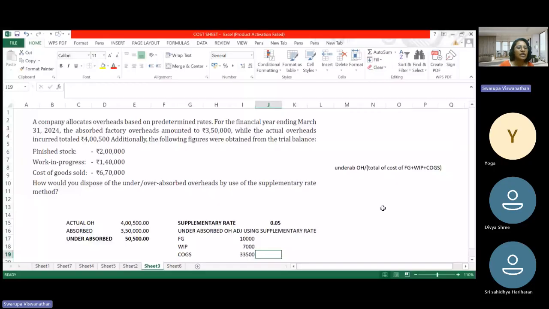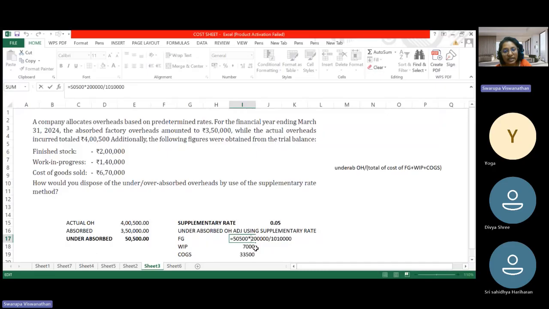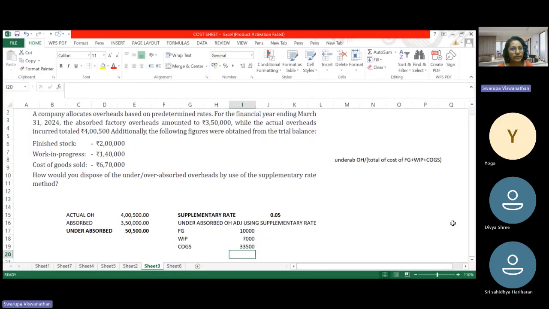factor, then you have to calculate 50,500 into 2 lakh by 10 lakh 10,000. Then 50,500 into 1 lakh 40 by 10 lakh 10,000, and 50,500 into 6 lakh 70,000 by 10 lakh 10,000. So for each factor, you have to give the proportion, and the overheads will be adjusted in proportion to the value of FG, WIP and cost of goods sold. So it depends on the question whether you need to stop with the supplementary rate or calculate the proportion as well.